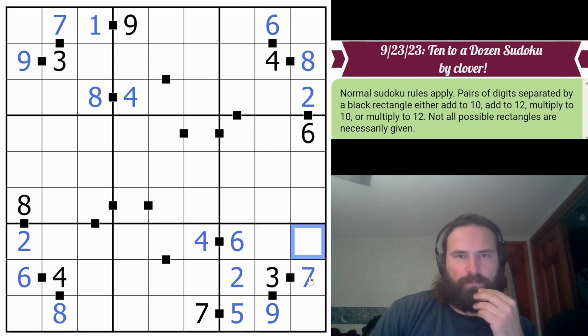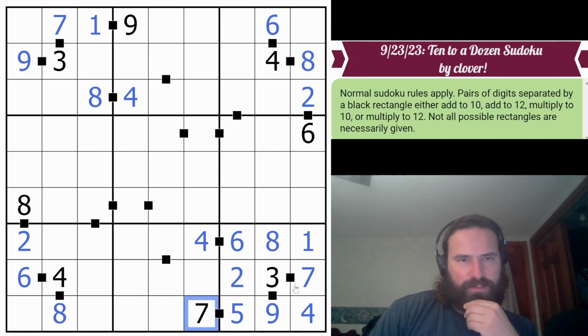Now we're running out of options in this box. We don't have an 8 yet, so this is an 8. These two squares are 1 and 4. There's a 4 here, and a 1 here. Excellent. All right, 7, 7.